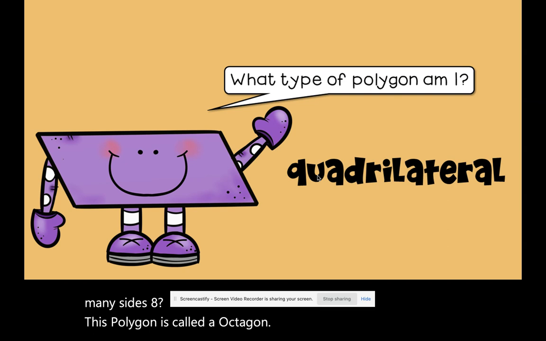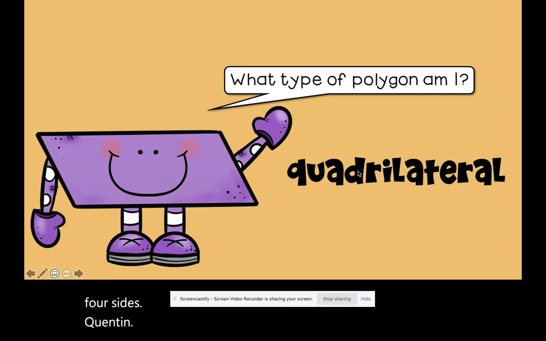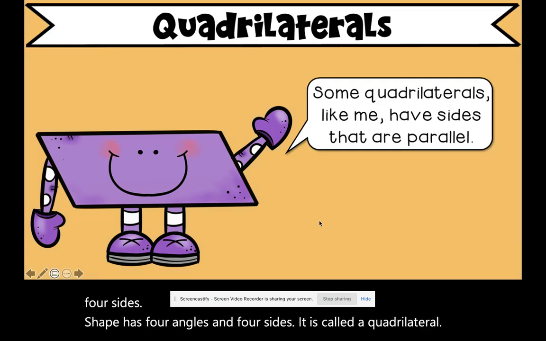All right, what type of polygon am I? All right, it's got 4 angles and 4 sides. When a shape has 4 angles and 4 sides, it is called a quadrilateral. Some quadrilaterals like me have sides that are parallel.